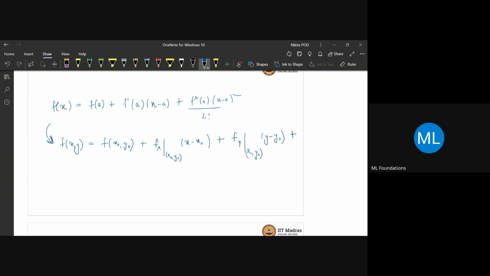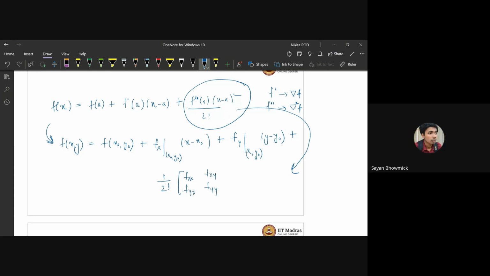Right? And in quadratic, then what happens? Again, you will have to bring in this term, so it will be 1 by 2 factorial. Now you have double derivatives. f dash is the gradient, right? So f double dash will be the gradient square of f. So gradient square of f is just fxx, fxy, fyx, fyy. So ma'am, basically it would be the Hessian matrix, kind of scenario. Yes, the Hessian matrix. And then you want x minus a whole square.